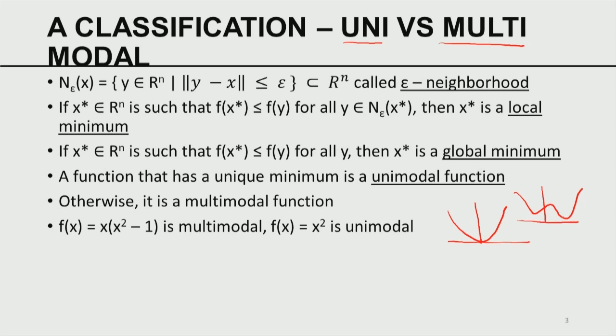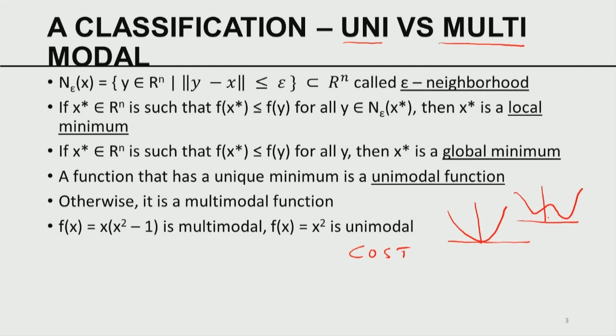Unimodality, multimodality, who creates this? The cost function that we use is the one that creates unimodality, multimodality. It is easier to do unimodal minimization as opposed to multimodal minimization, but at the outset we would like to be able to distinguish between the existence of two types of minimization problem.